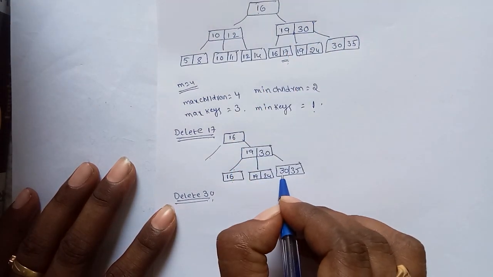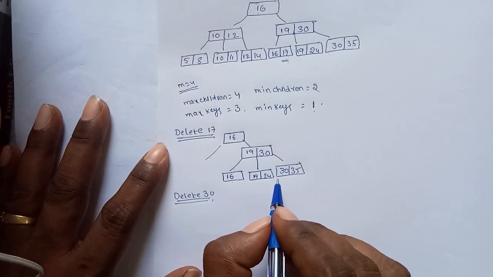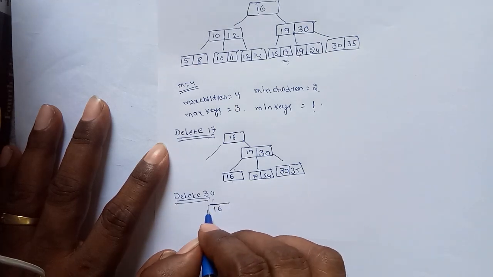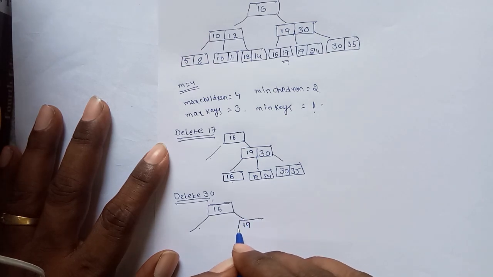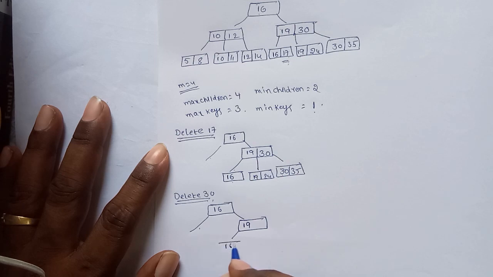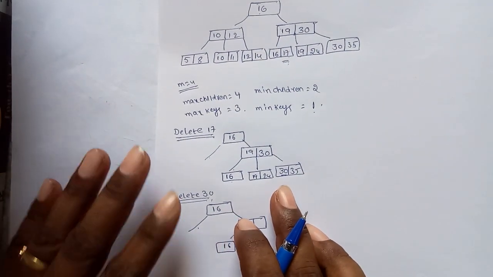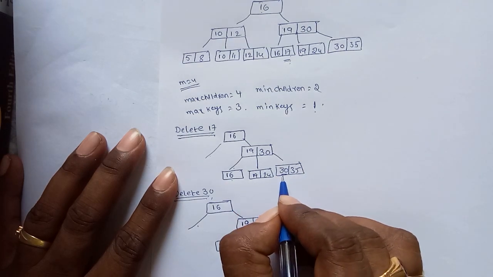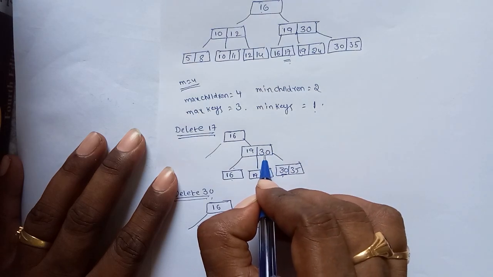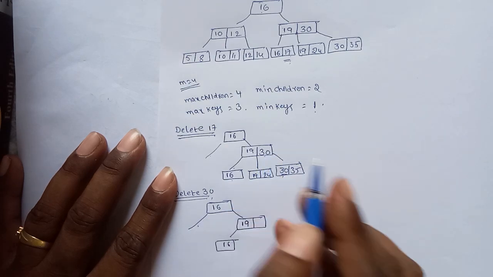Now delete 30. 30 is present at the data level and at the index level also. Then what to do? The left side here has no problem; the left value is 16. Whenever we are removing an element like 30, remove it from the data node, and if that element is present in the index node, remove it from the index also. That is, remove 30 from here and here.